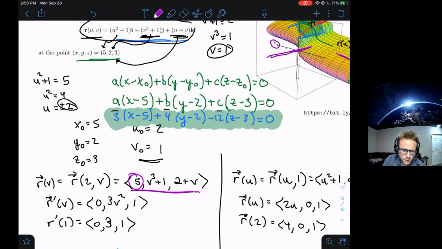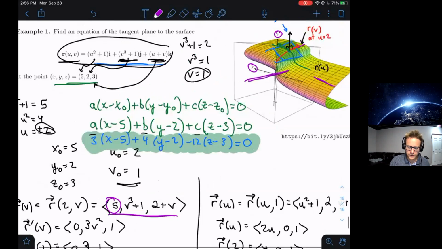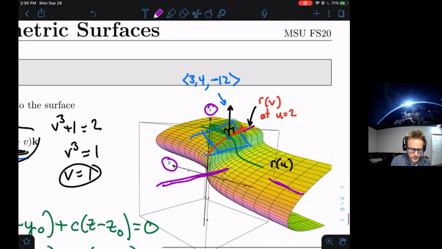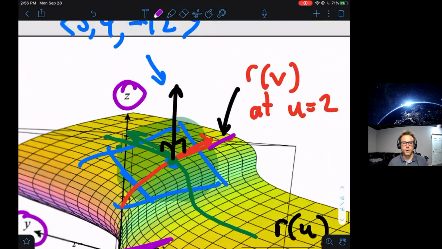Why do you want to take the cross product between r_v and r_u? Well, not between the curves themselves, but the tangent vectors. The tangent vectors here are what we are taking the cross product with, in order to get this normal vector. My goal was to find this normal vector because a plane requires it. A plane always needs a point and a normal vector, and by taking the cross product of the tangent vectors, that's how you get it.